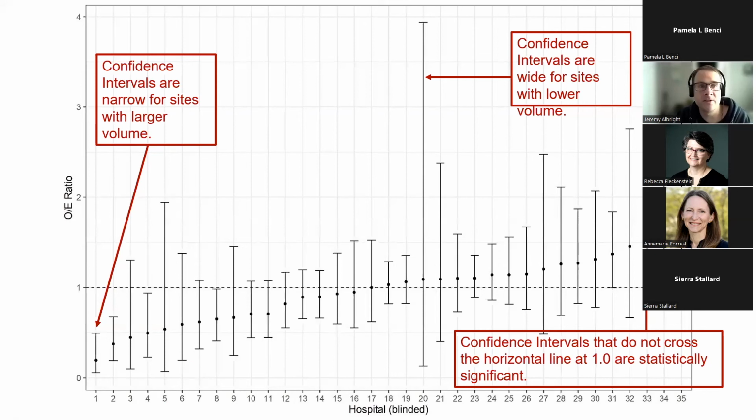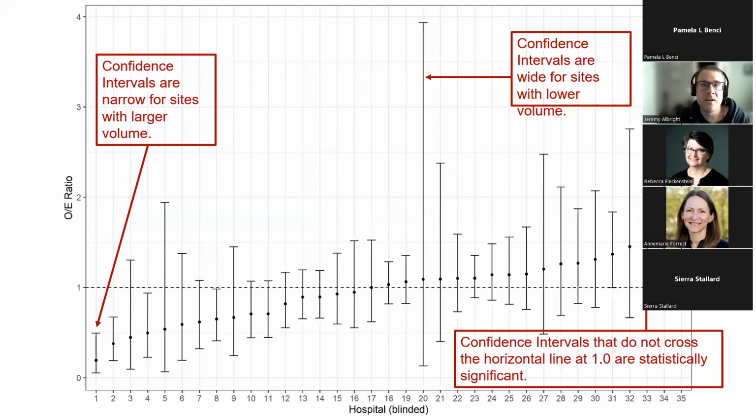But meanwhile, the sites on the right, those are sites that we might want to talk to in greater detail. Say, you know, what's going on at your site? We're concerned about the higher rates of transfusions. Maybe we should look a little bit deeper into what's going on. And, you know, these aren't meant to shame anybody. These aren't meant to say you're wrong, you're doing something bad.